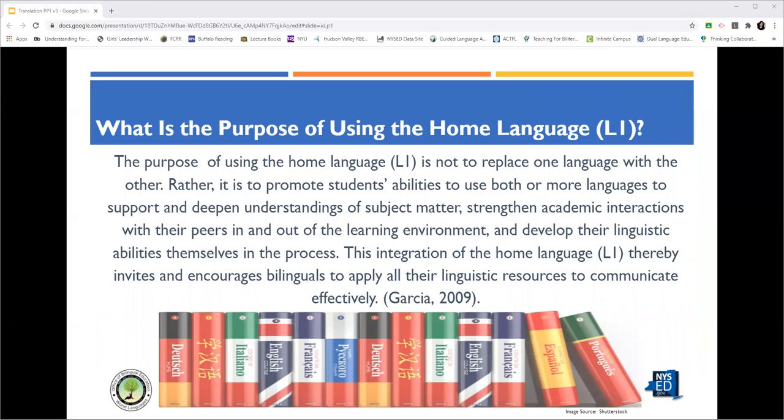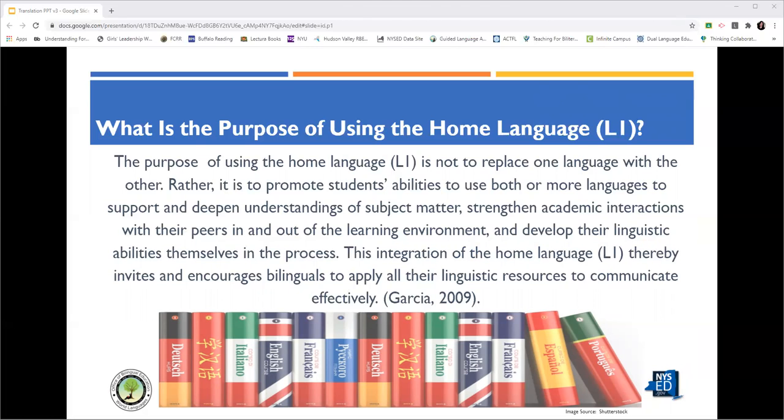Please be mindful that the purpose of using the home language is not to replace one language with the other. That is not the message we want to send. Rather, it is to promote students' abilities to use both or more languages to support and deepen understandings of subject matters, to strengthen the student's academic interactions with his or her peers in and out of the learning environment, and to develop their linguistic abilities themselves in the process.